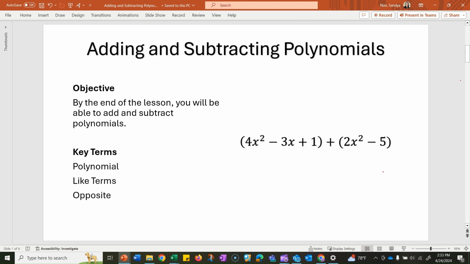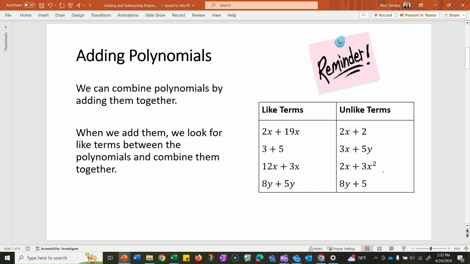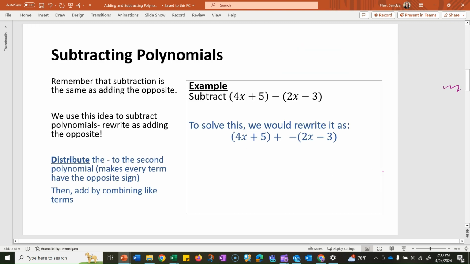So in this video, we're going to talk about how to add and subtract polynomials. So we can add polynomials by combining the like terms that are in each polynomial. We can also subtract polynomials, and what we do when we subtract is we have to think of it as adding the opposite. So we're going to rewrite the subtraction as an addition problem and then combine the like terms.